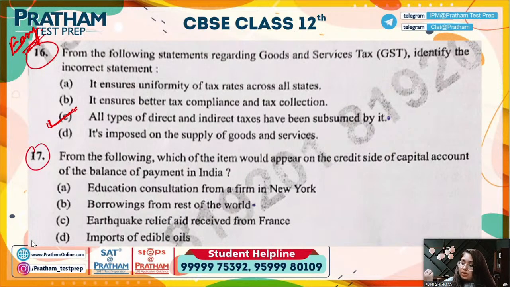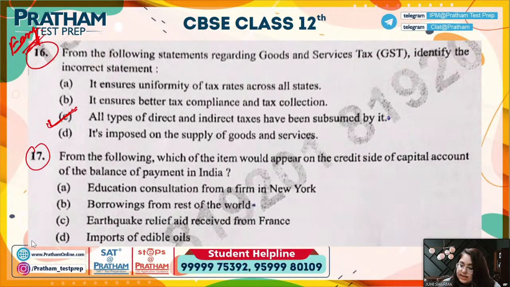Now you need to just identify that कौन सा item in the options given would appear on the credit side of capital account of BOP. Now you know हमने पढ़ा था classes में that one is the credit side and one is the debit side, right? तो BOP capital account of BOP के credit side में क्या आएगा? It would be the borrowings from rest of the world. ठीक है, borrowings from rest of the world.